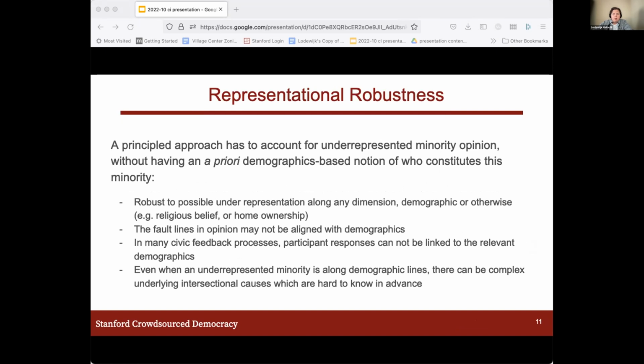It would have to be robust to underrepresentation along any dimension, and not just demographic lines that we can predict, but also the less obvious ones. But these fault lines and opinions may not be aligned with demographics at all. We may not be able to capture that information from the survey in the first place. Or even if we could, it might be a very complex intersection of various causes, like we saw in the case of Finland, which is hard to know in advance.